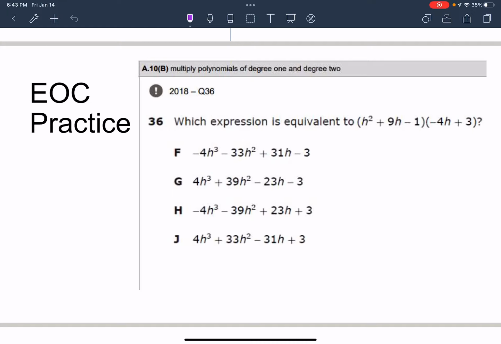So in this video, I'm going to go over the rest of the problems that we didn't get to finish in today's class. So let's look at this question from the EOC. It says to multiply h squared plus 9h minus 1 times negative 4h plus 3.